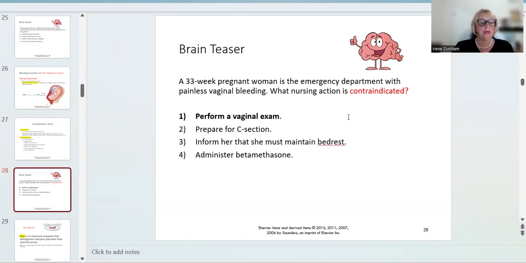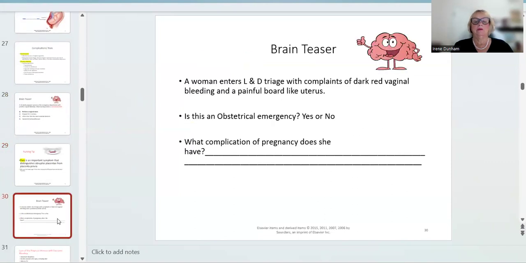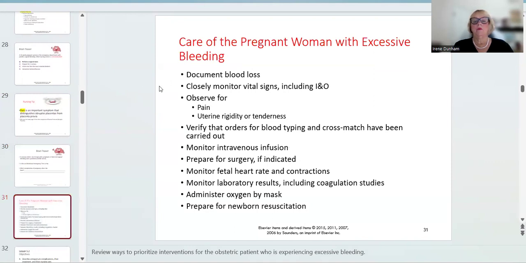Okay, I'm going to stop right here. It's 4:31, and I'm going to give you a 10-minute break, and we'll come back. This was just another slide that I went over with pain, and we already went over that. But that's how you distinguish one from the other, by the symptom of pain. Okay. And then we'll come back in 10 minutes.